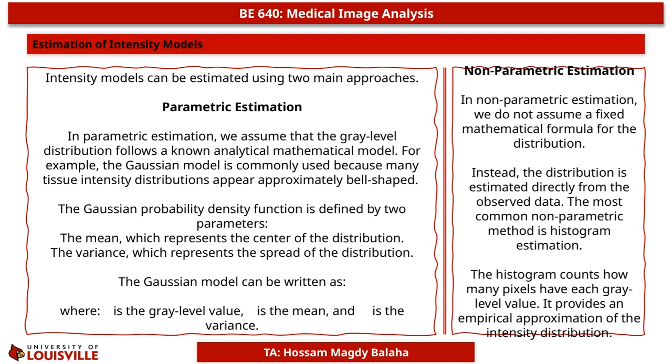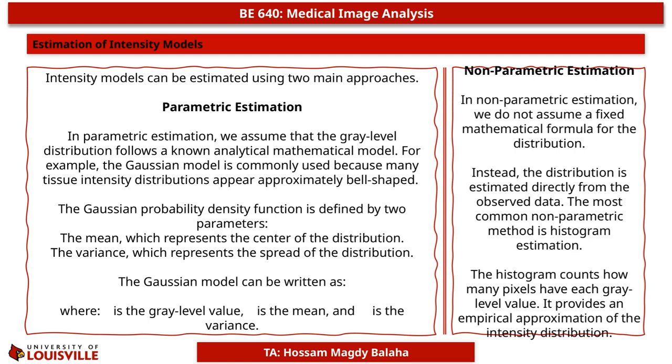The Gaussian model is controlled by two parameters: the mean, which identifies the center of the distribution, and the variance, which describes how widely the values are spread. Together, these parameters determine the probability assigned to each gray level value.